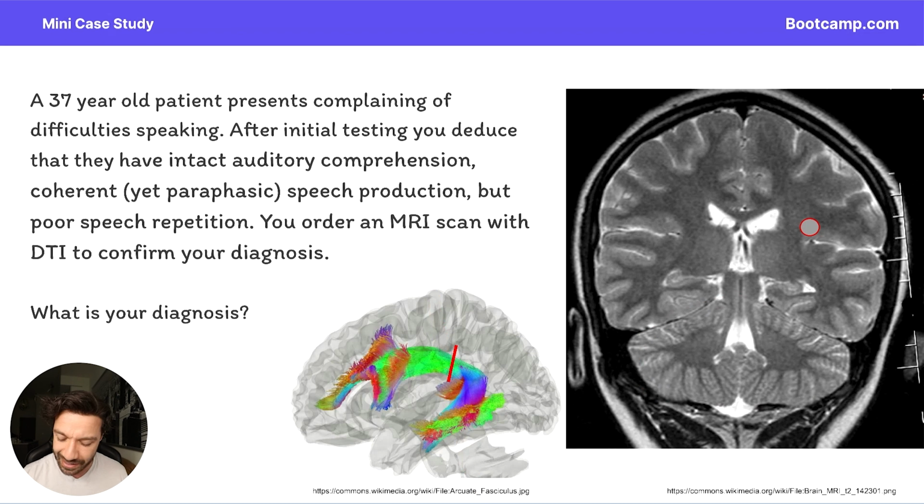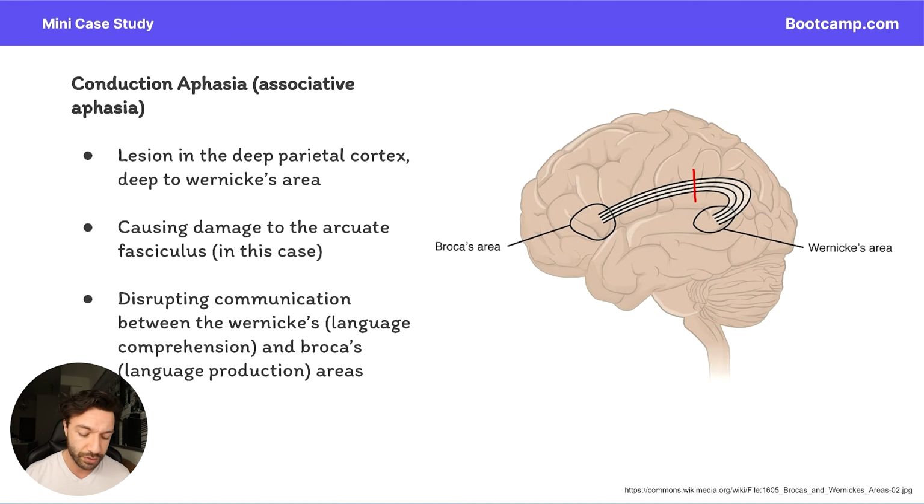So just at this upper boundary of this lateral sulcus, this is where we're going to have that arcuate fasciculus. And if you remember, the arcuate fasciculus is going to be connecting Wernicke's area over here to Broca's area anteriorly. And in this patient, we have a lesion which is disrupting this channel of communication. So what this is known as is conduction aphasia or associative aphasia. In this case, we have a lesion which is damaging the communication between Wernicke's area and Broca's area.